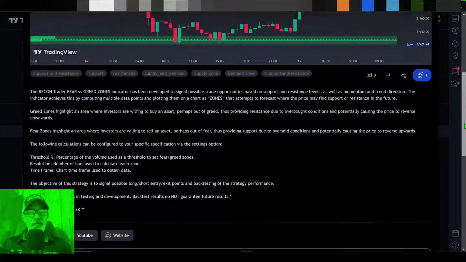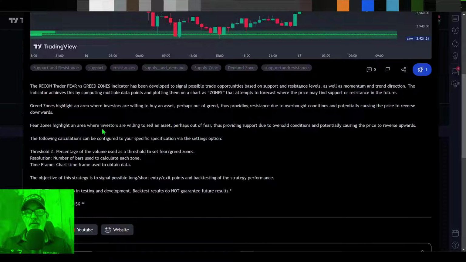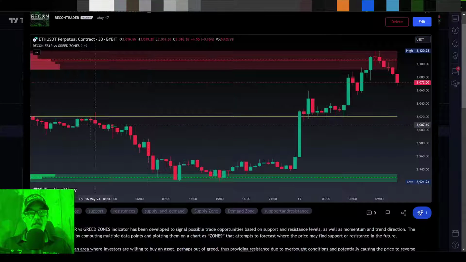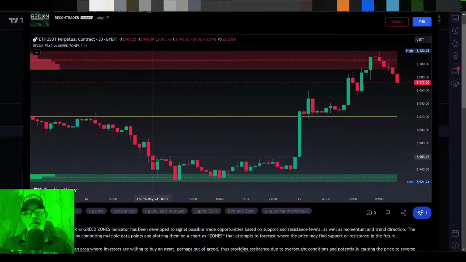Now, on the flip side, the fear zones highlight an area where investors are willing to sell an asset, again, perhaps out of fear, thus providing support due to oversold conditions and potentially causing the price to reverse upwards, which you can see in this situation on the example chart. You get this big sell-off, more than likely fear. Again, you got to follow the sheeple. The people are sheep. They follow the herd, and they will sell, sell, sell. This is where smart traders or investors are buying, thus building up a support level, and you eventually get that reversal from this fear zone.